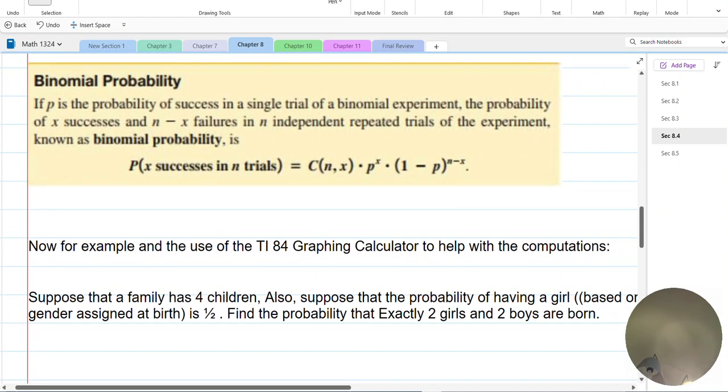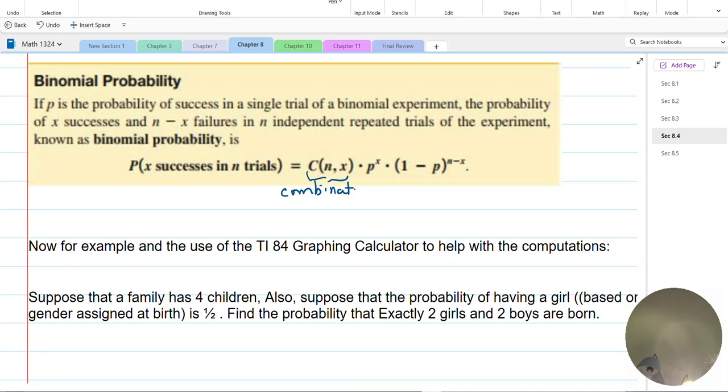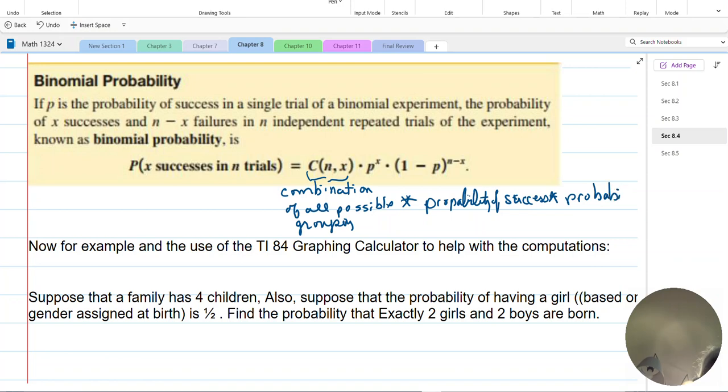So what is a probability? Now we come back to our counting principles. Of all the ways that elements being used for the study can be selected, it is the combination of all possible groupings, times the probability of success, times the probability of failure. And these can be interchangeable.